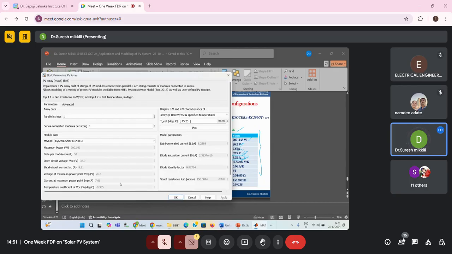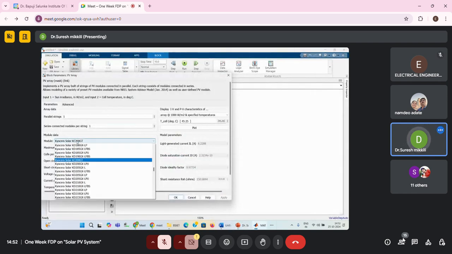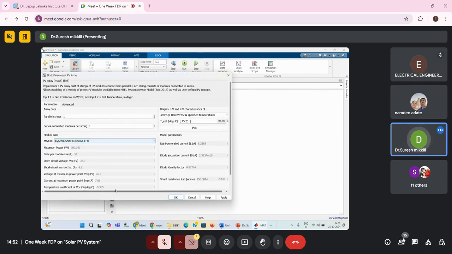I am applying it. You see, these values are correct now, whichever I have shown there. 200.143, then VOC 32.9, short circuit current 8.21, 26.3 is the VMP, IMP is 7.61. These are the same values which I have taken. Is it okay? Suppose I am not taking 200GT. I am taking 250 watt, let us suppose. If I want a 250 watt panel, you select that and apply. The open circuit voltage will become how much? 36.9. Short circuit current is 9 amperes, VMP 29.8, IMP is 8.39.